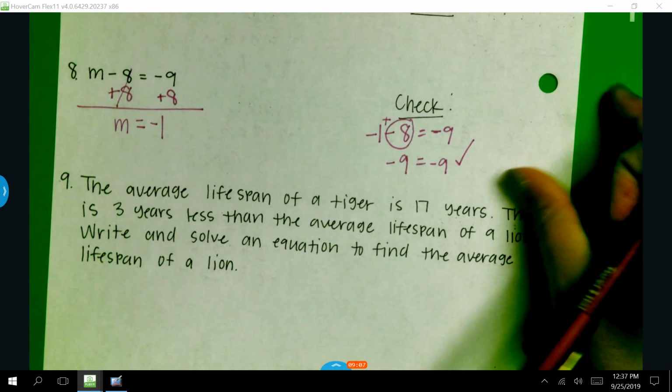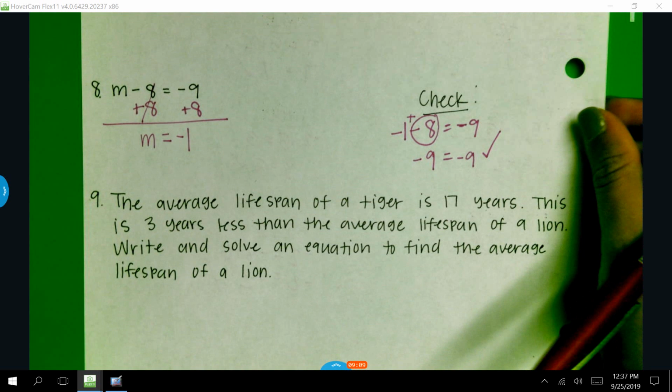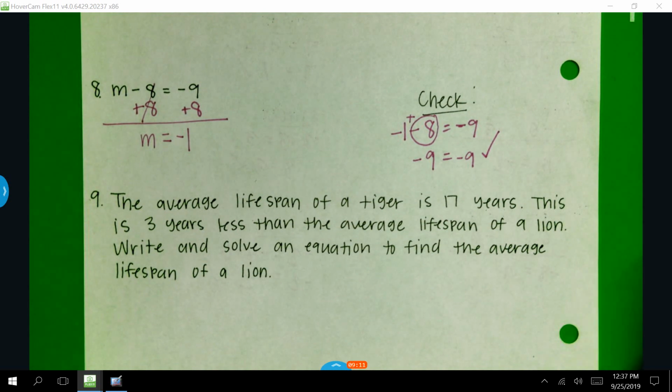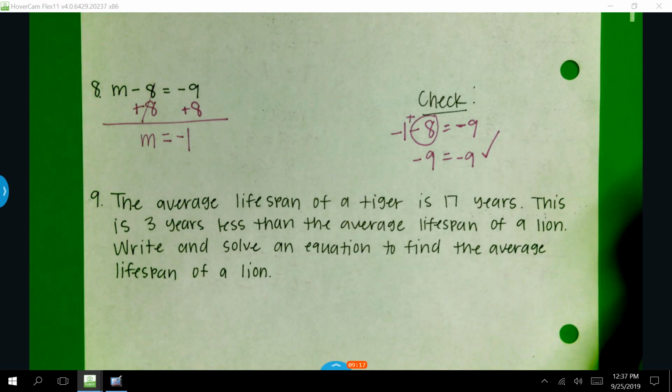Alright, now we have a word problem, which for some reason scares a lot of us. You just have to read it and figure out what is important. What are they telling you that you need? So it says the average lifespan of a tiger is 17 years. This is 3 years less than the average lifespan of a lion. Write and solve an equation to find the average lifespan of a lion.